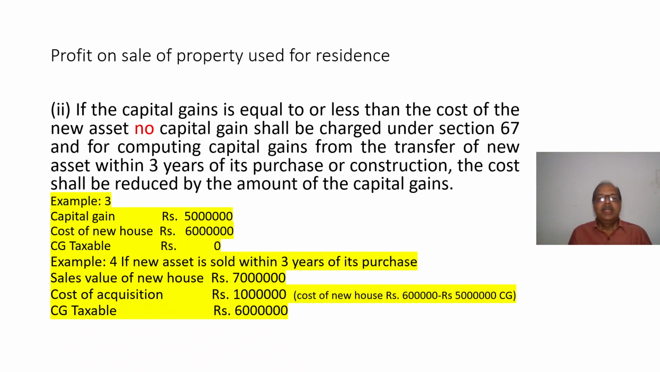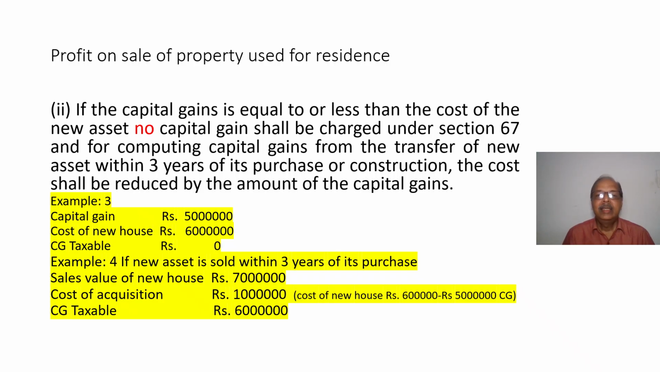Clause 2: if the capital gain is equal to or less than the cost of the new asset, no capital gain shall be charged under section 67 for income tax. No tax shall be paid if the capital gain is equal to or less than the cost of the new house. If the new property is purchased using the capital gain amount and the cost of the new asset is more than or equal to the capital gain, the entire capital gain shall be exempted.